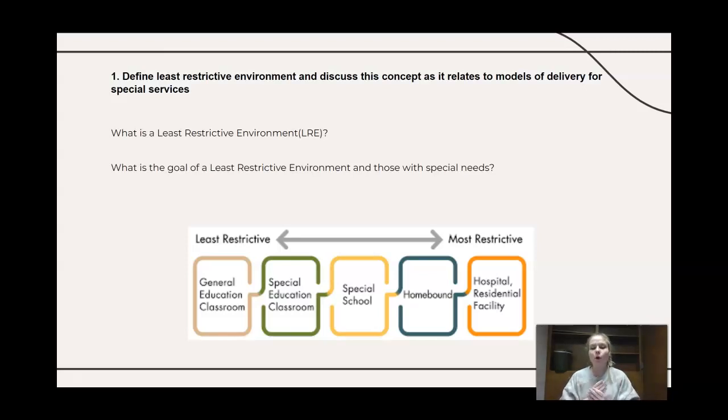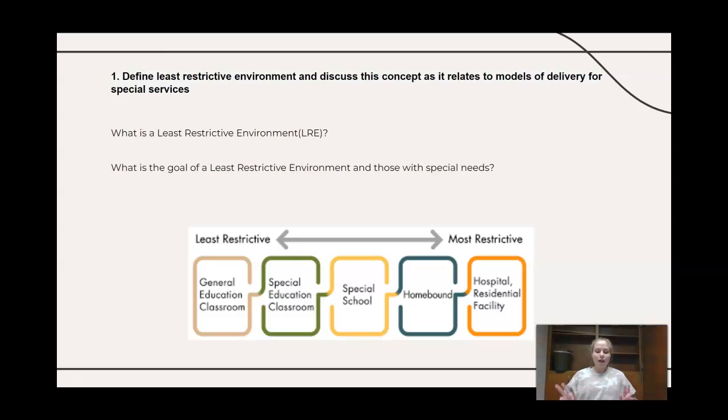Then after that, it's homebound, where they are only able to learn at home and they're not able to go to school anymore. And then the most restrictive is a hospital or a residential facility where they would need to continue their education there. The least restrictive environment, or LRE, helps individualize education plans of disabled students.